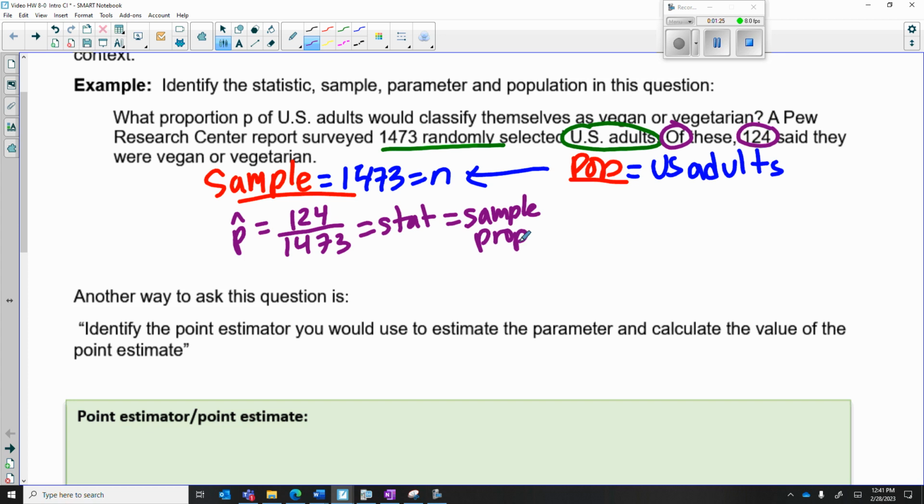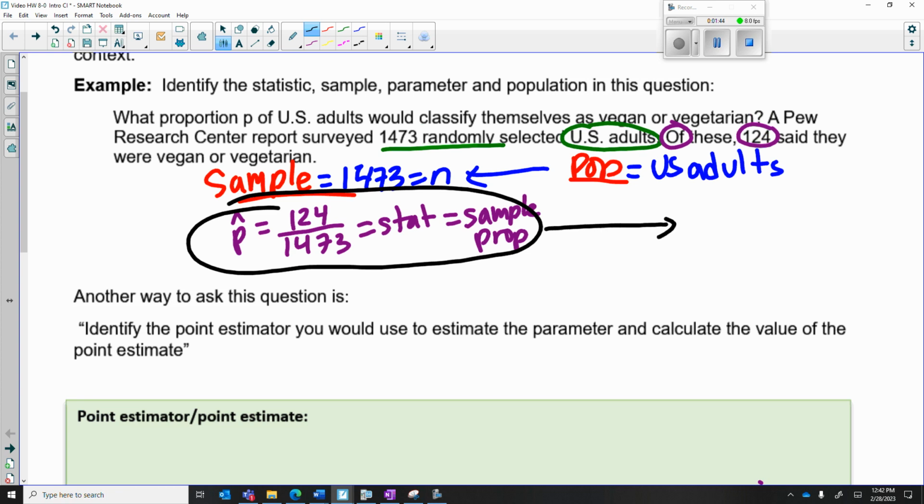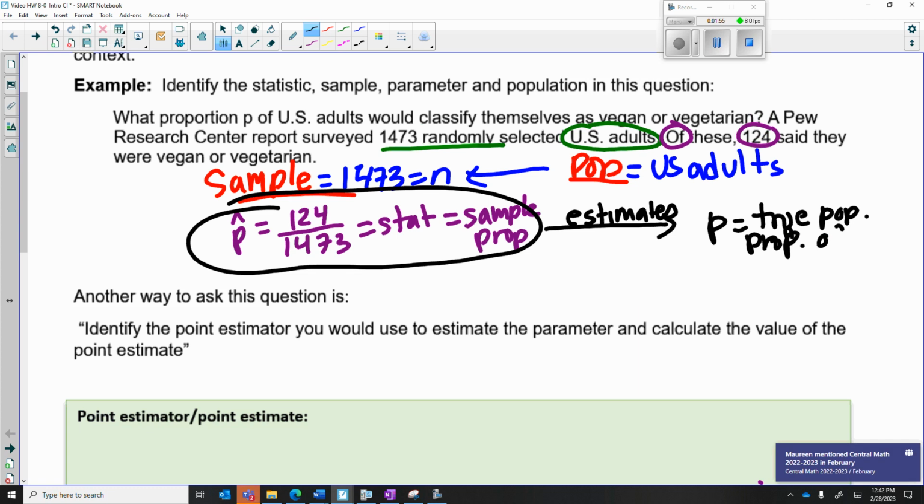Okay, now what we want to do is we actually want to use our sample statistic, p hat, to estimate the true population number, which is called p. So ideally, this is the concept of inference. We take a sample, a random sample from the population, and the goal is we want to use that sample statistic to estimate the p, which is the true population proportion of all vegans. Okay, so this is the goal, that we want the statistic to estimate the parameter.